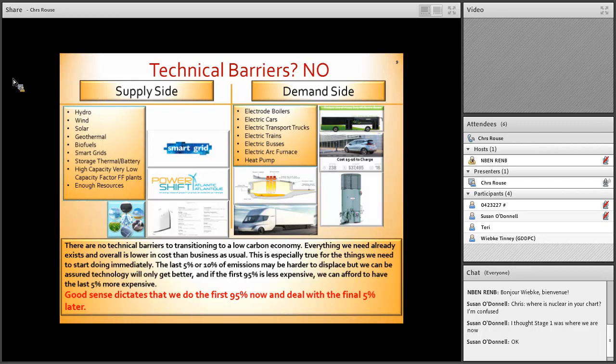This is especially true for the things that we need to start doing immediately. The last 5 to 10% of emissions may be harder to displace, but we can be assured that technology will get better over time. And if the first 95% is less expensive, we can afford to have the last 5% be more expensive. And that's the reason I set my goals to 95%.